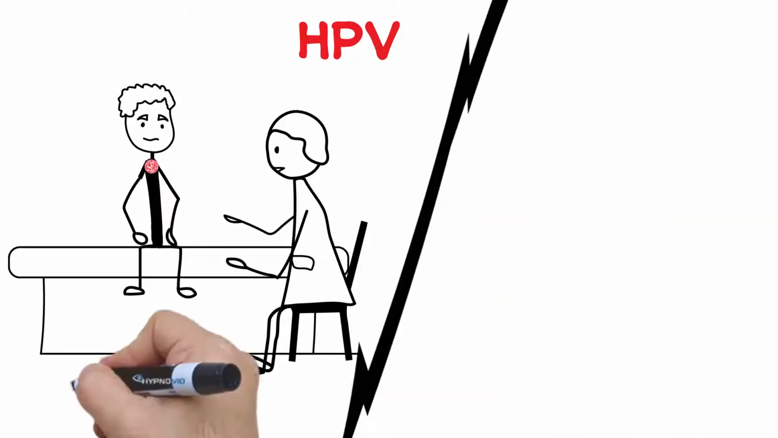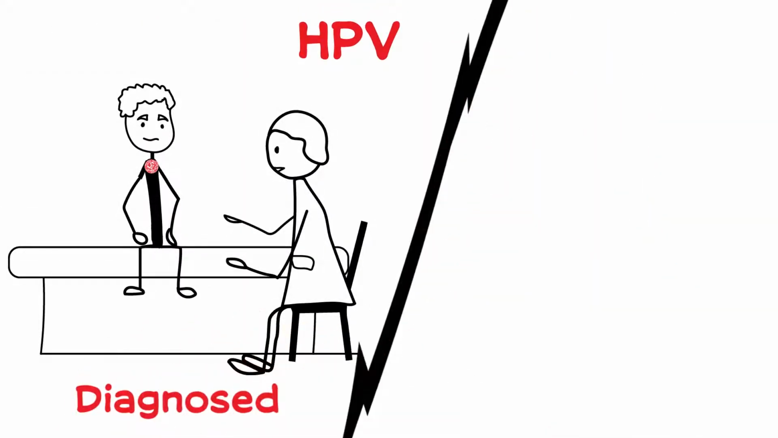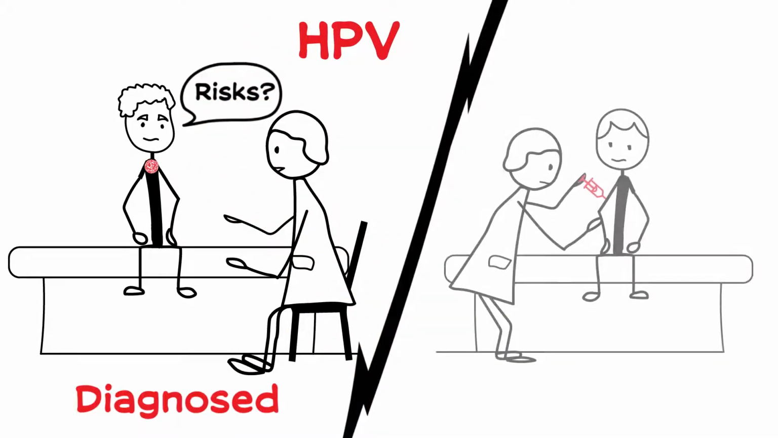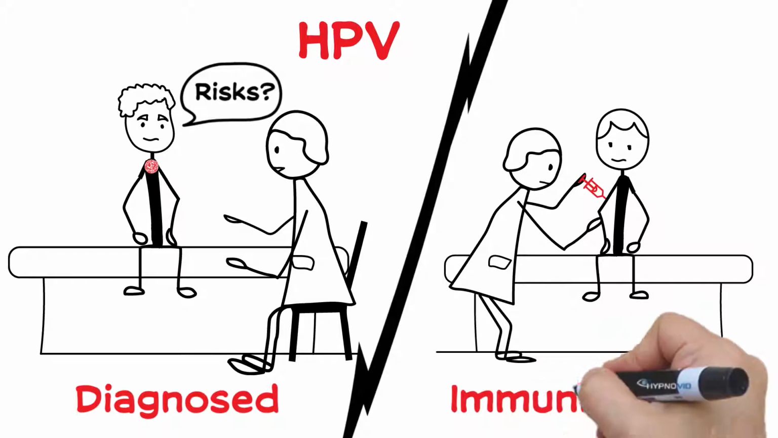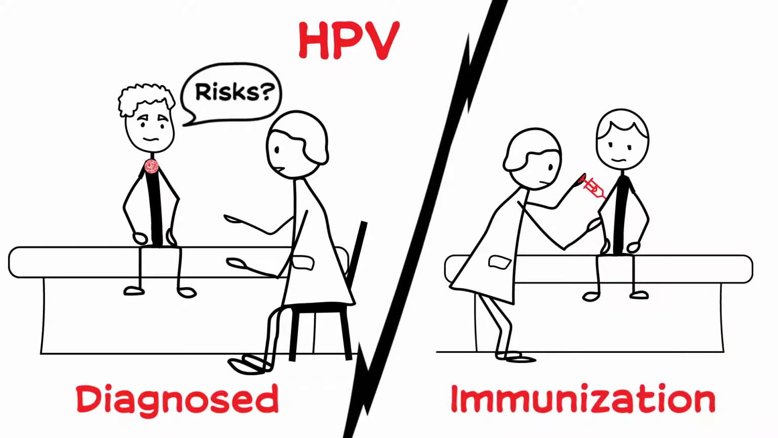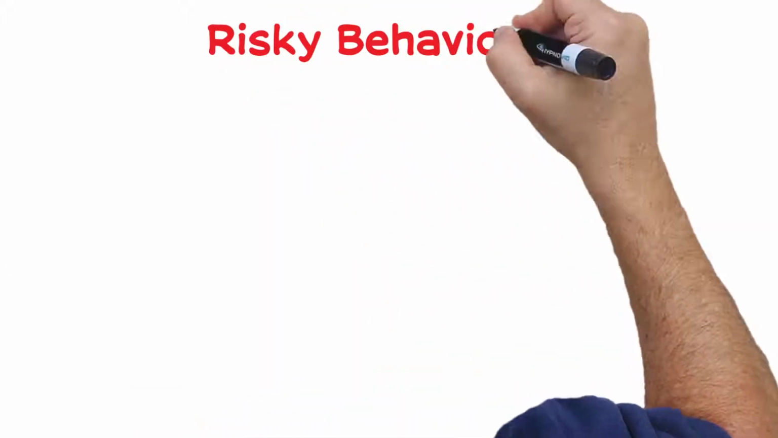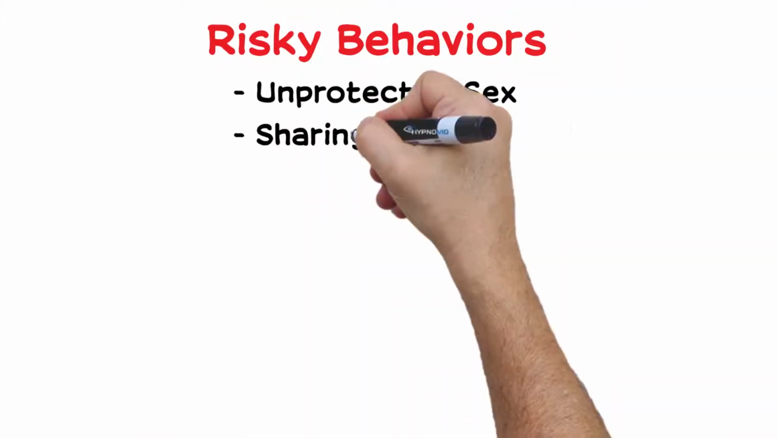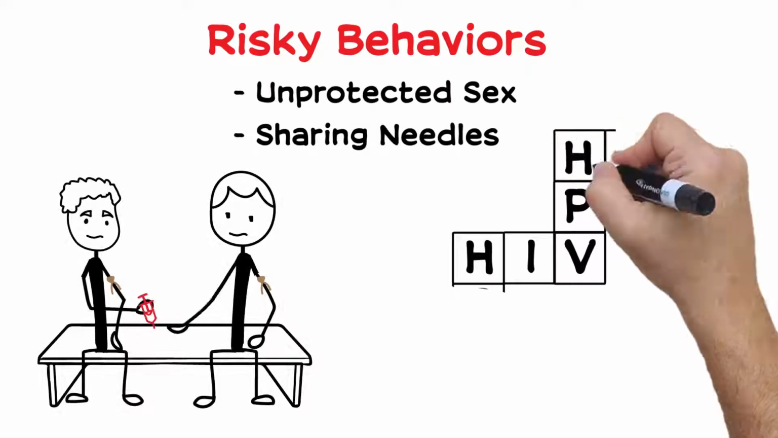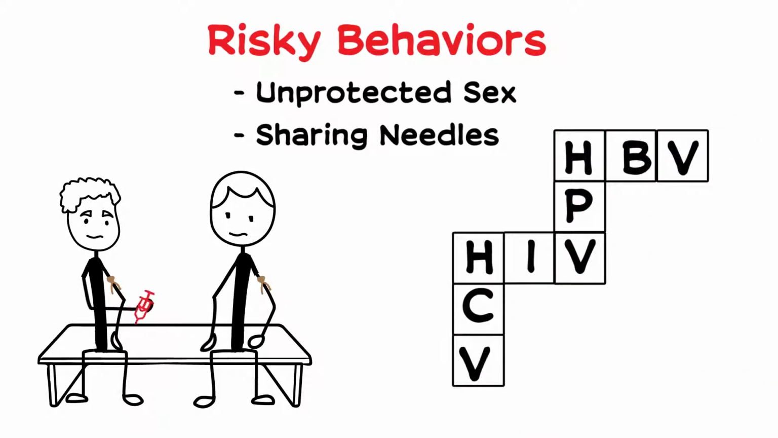If you have been diagnosed with HPV, it's important that you talk to your doctor about the risk they pose for cancer. If you do not have HPV, getting immunized at an early age will protect you from contracting the conditions. Other behaviors that can contribute to future cancer risks include unprotected sex and sharing needles. These actions put you at a higher risk for HPV, HIV, and hepatitis B and C.